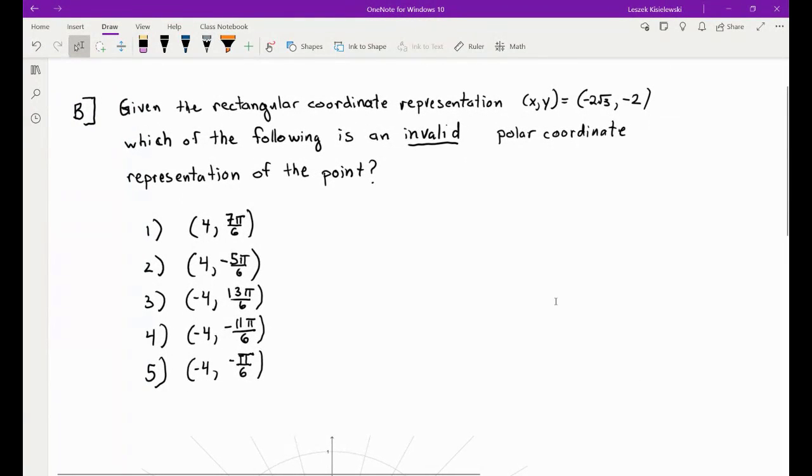I have another poll question. Okay. So this time we're given the rectangular coordinates for the point. And we know that there's many polar coordinate representations of this point. So which of the following 5 is invalid? So all these are correct except one. So I want you to find the incorrect one.